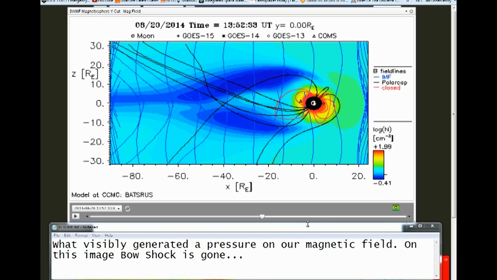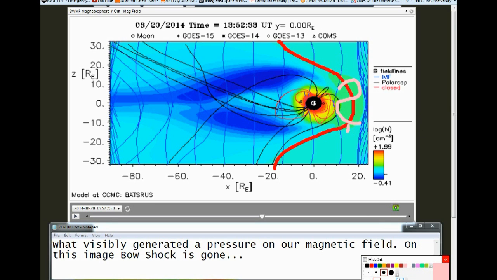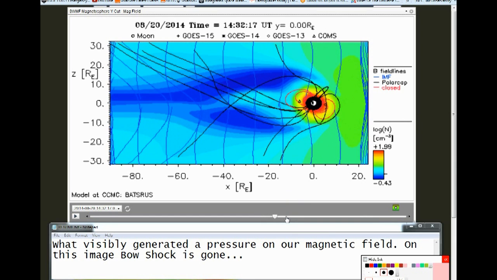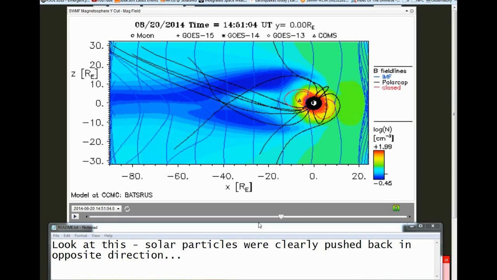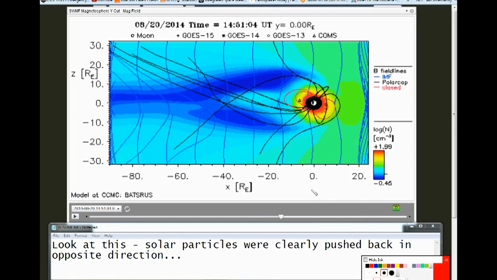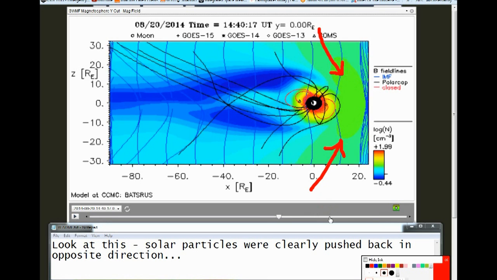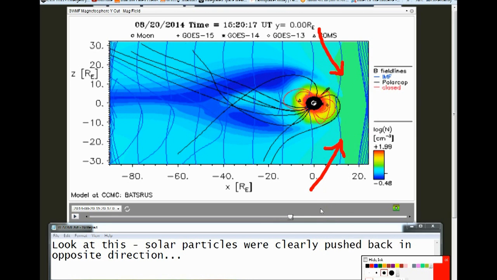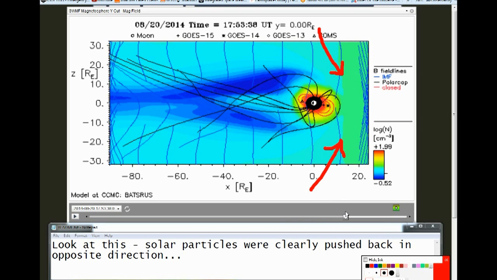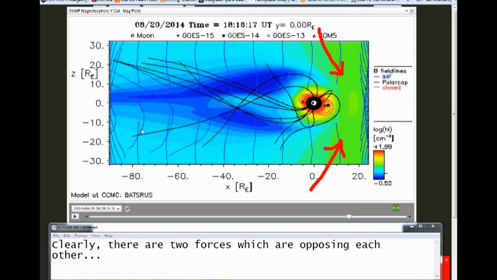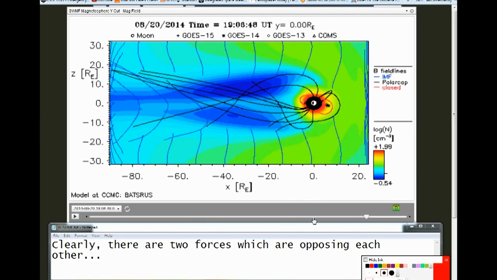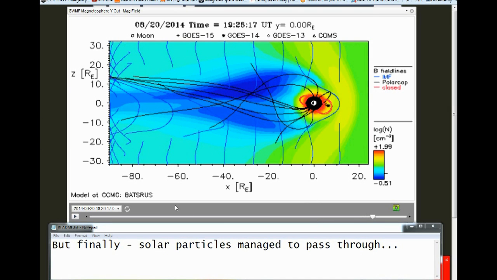On this image, bow shock is gone. Look at this. Solar particles were clearly pushed back in opposite direction. Clearly, there are two forces which are opposing each other. But finally, solar particles manage to pass through.